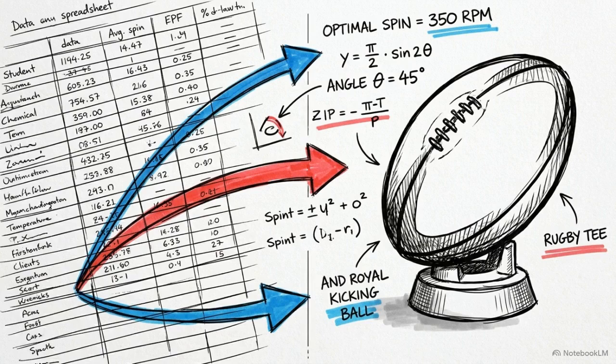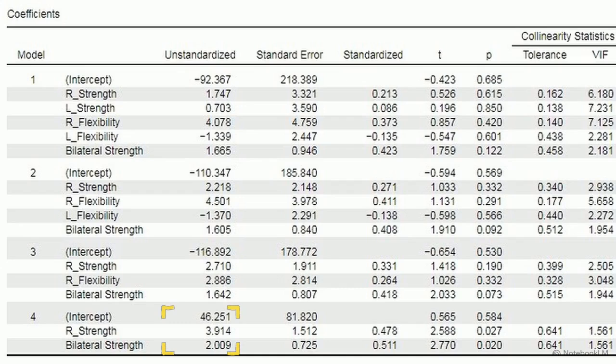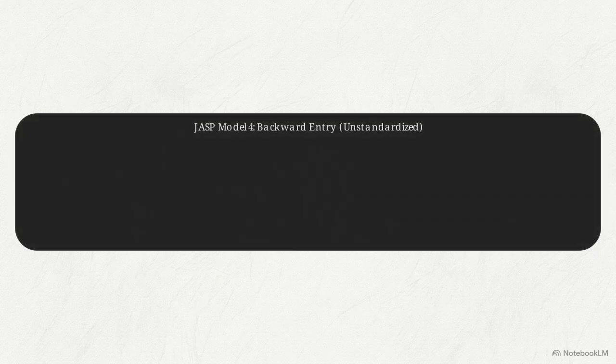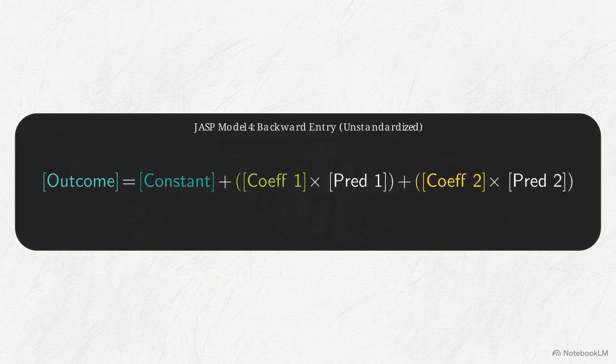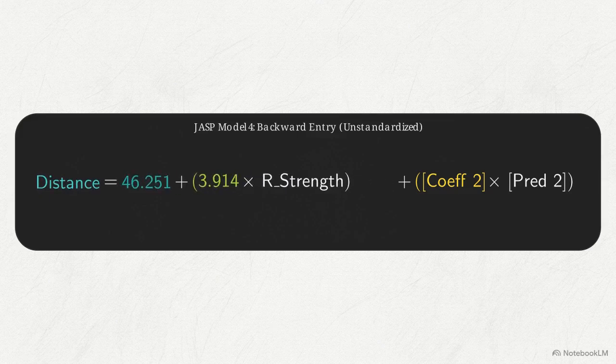Guide your eyes back to the correct column in the Model 4 table. You must use the unstandardized column, not the standard error. The blueprint for a multiple regression equation is y equals the constant plus the first variable's coefficient plus the second variable's coefficient. Plugging the unstandardized numbers into that blueprint, distance equals our constant of 46.251 plus 3.914 times right strength plus 2.009 times bilateral strength.